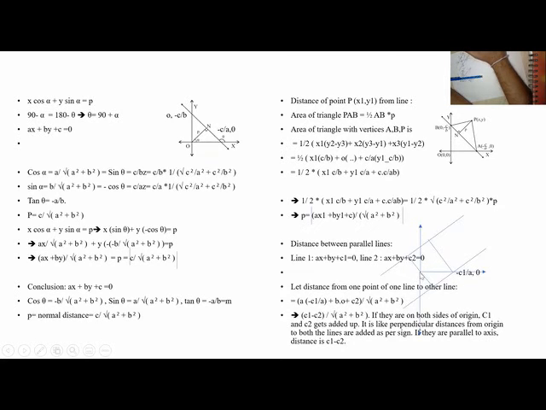Here you see, from the origin, it is C1 by square root of a square plus b square. From the origin, this is C2 by square root of a square plus b square. So if they are on the same side, we will get minus. If they are on the opposite side, C1 plus C2 will be added. So this is P1, this is P2. We add if they are on the opposite side; if they are on the same side, it will be minus.